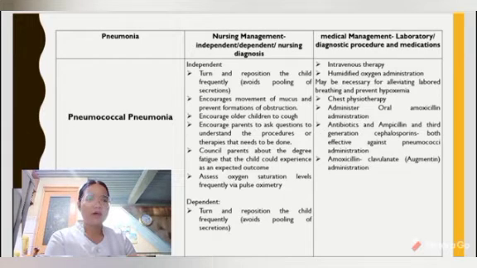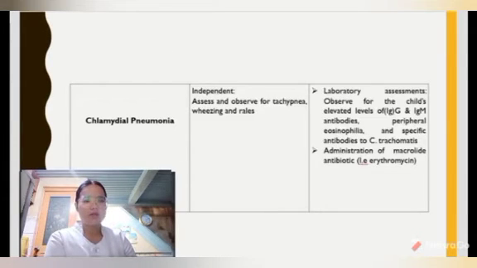For the medical or laboratory management and medications, we have intravenous therapy, administration of humidified oxygen and chest physiotherapy, and the administration of amoxicillin and antibiotics such as ampicillin and the third generation of cephalosporins, which are both effective against pneumococcal pneumonia, and the administration as well of amoxicillin clavulanate or Augmentin as prescribed by the physician.